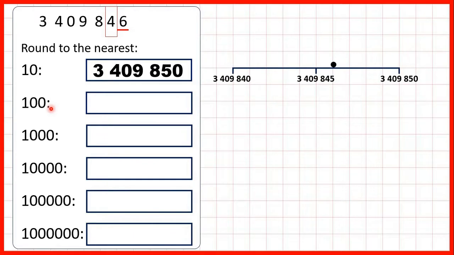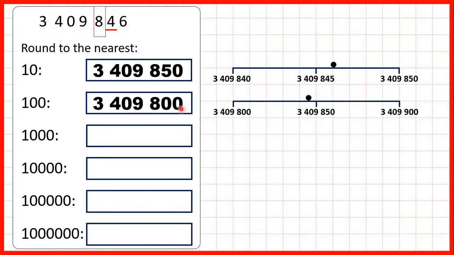To the nearest 100, we find our hundreds digit and look at our tens. We have 4, so we're rounding down. That means the 8 in our hundreds stays the same, digits to the left always stay the same, and digits to the right turn into zeros.